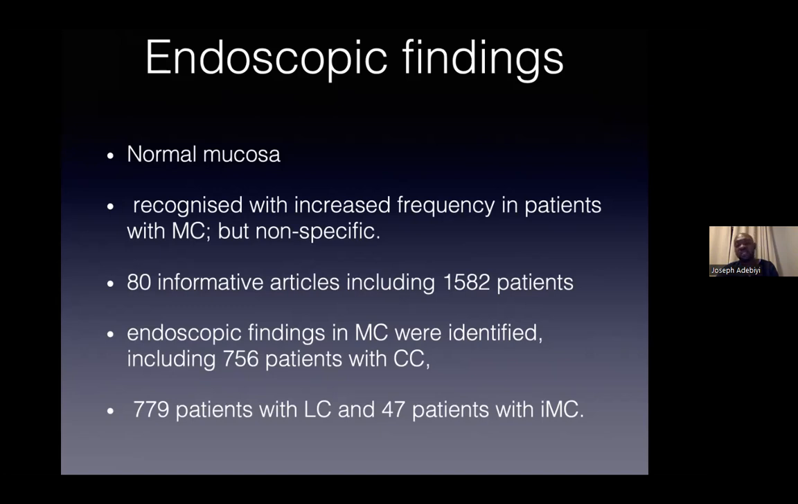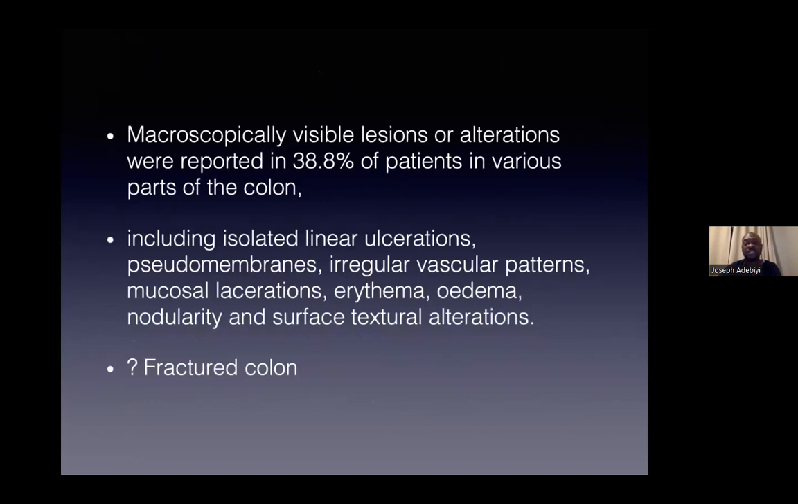There was a study that looked at 80 informative articles, looking at about 1,500 patients. Endoscopic findings were identified in more than half of the patients who had collagenous colitis, and more than half also in patients who had lymphocytic colitis. The typical macroscopic findings, like I said, are non-specific, but most of the time they're linear ulcerations. You may find pseudomembranes, which may be confused with Clostridium difficile. Then you may also find irregular vascular patterns with mucosal lacerations. You may find erythema, edema, nodularity, and surface textural alterations.